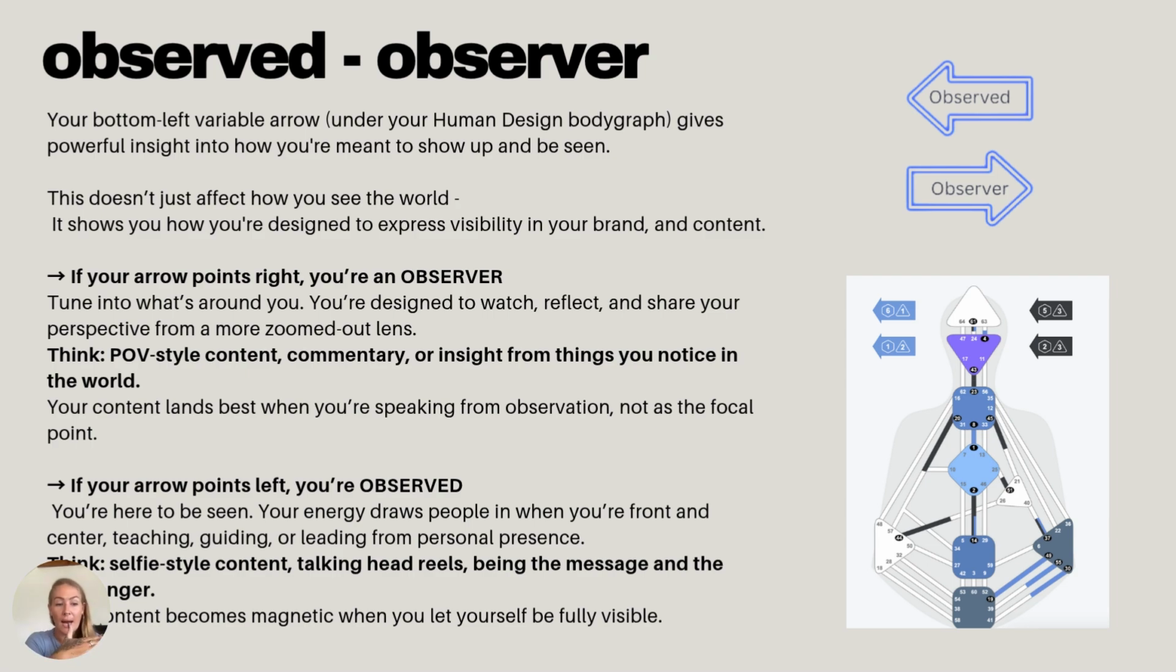So you're going to look at the arrows, that for me, I have all 4 of them pointing left. You're going to look at the arrow that is the bottom left arrow. So it's the light blue one here for me on the bottom left of the chart. This one is basically going to show you whether you're what's called observed or an observer.